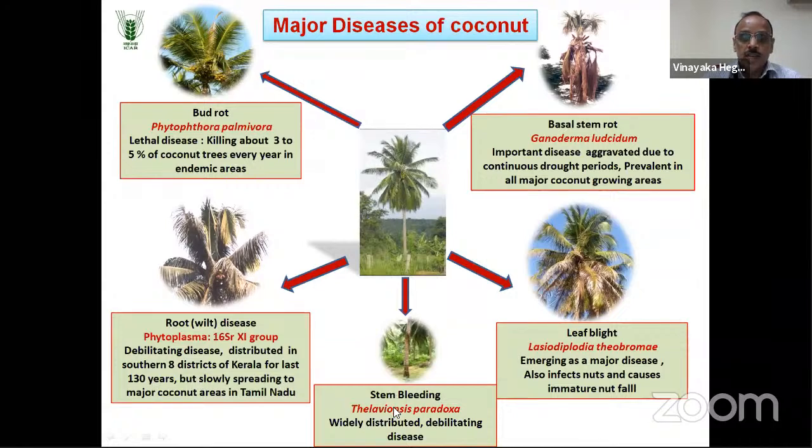Then this is another fungal disease, stem bleeding. This is also one of the major diseases, prevalent throughout most of the places. Whereas leaf blight, this is leaf spots and blight. Of course, spots are there everywhere, but this type of blight disease is common in certain places, and it has emerged as a major disease in coconut plantations.